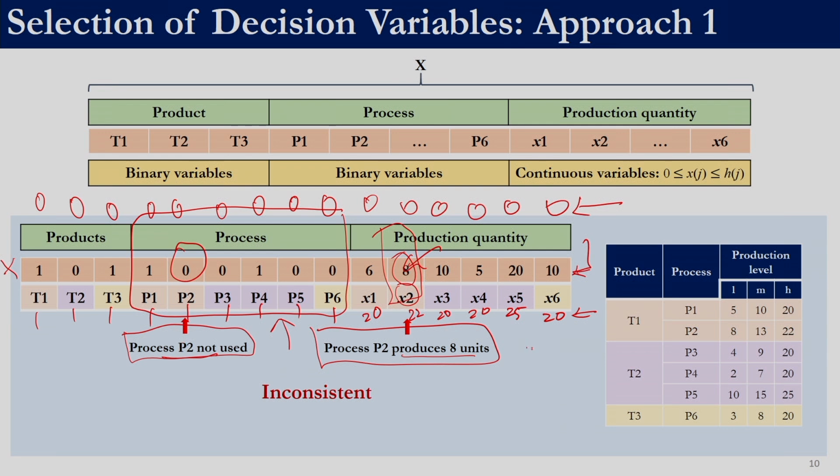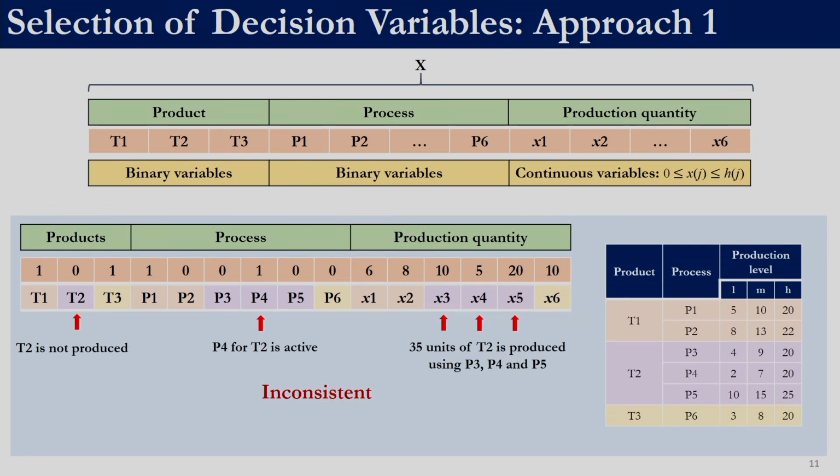Should we make this x2 as 0, because P2 is 0, or should we make P2 as 1 because x2 is 8? Only then would this information become consistent and we will be able to calculate the production cost. If we select this encoding scheme, we may end up with this inconsistency. So, a couple more examples of inconsistent solutions.